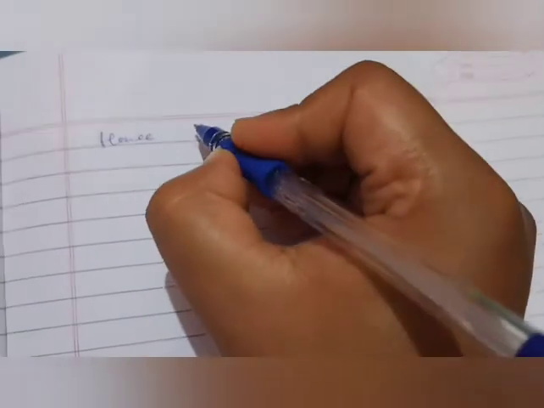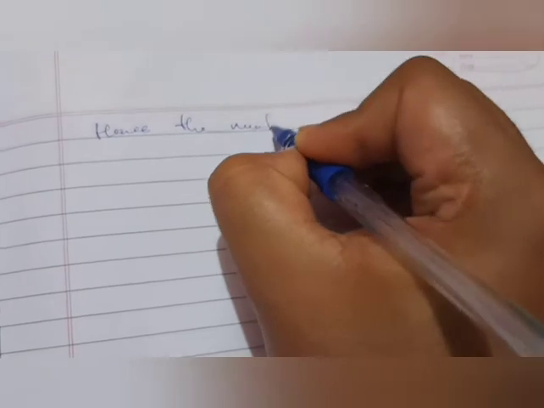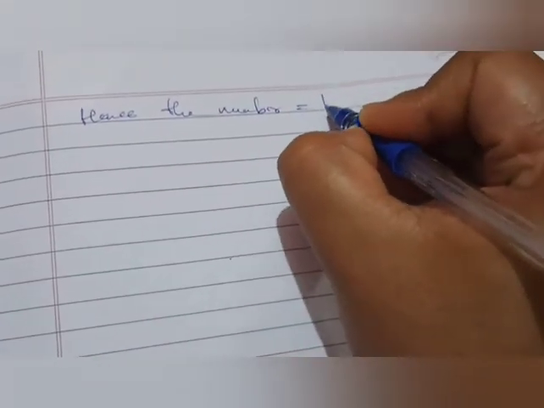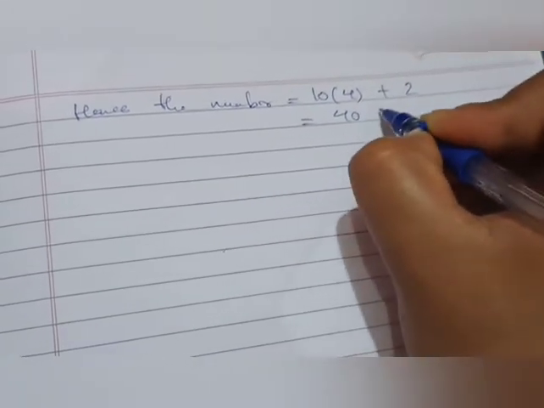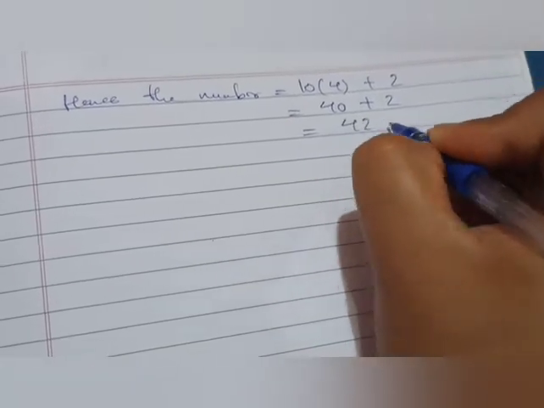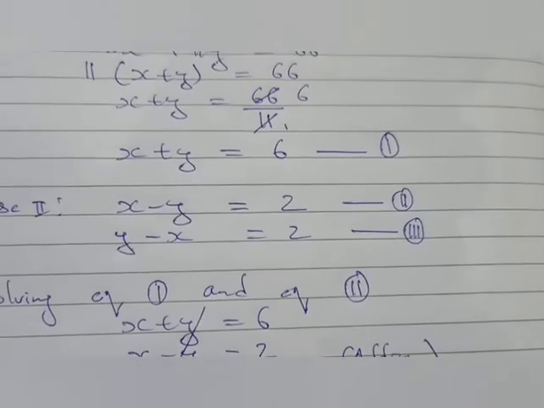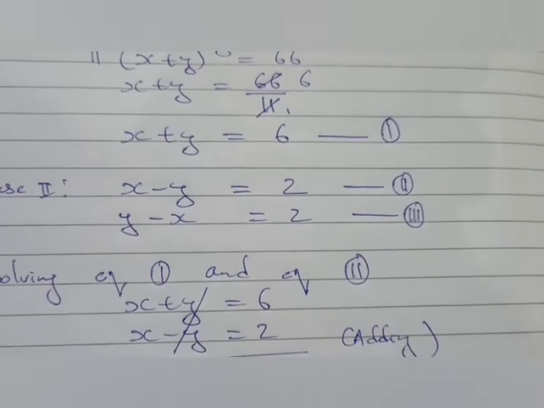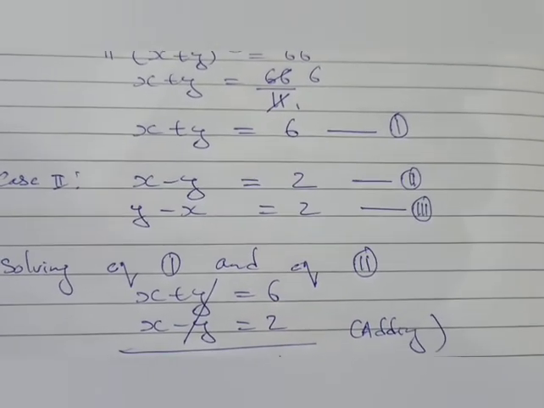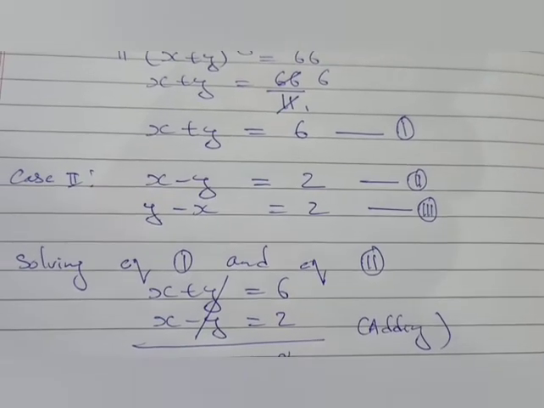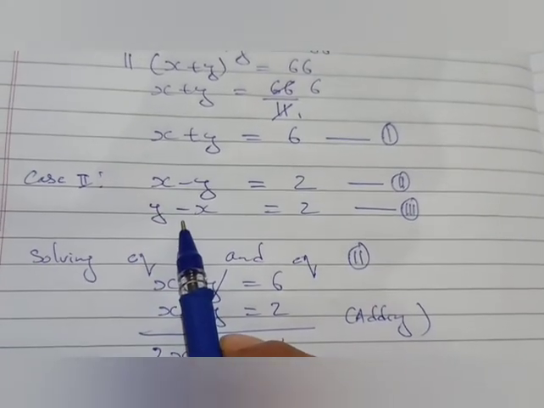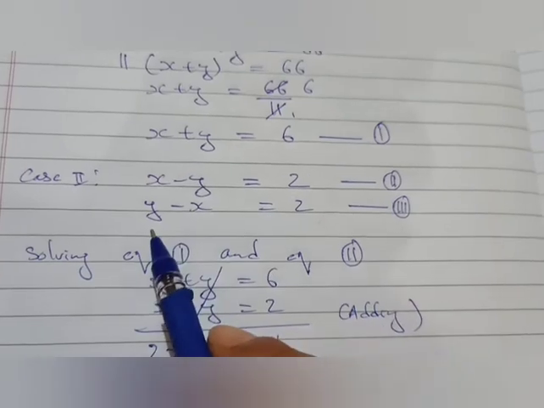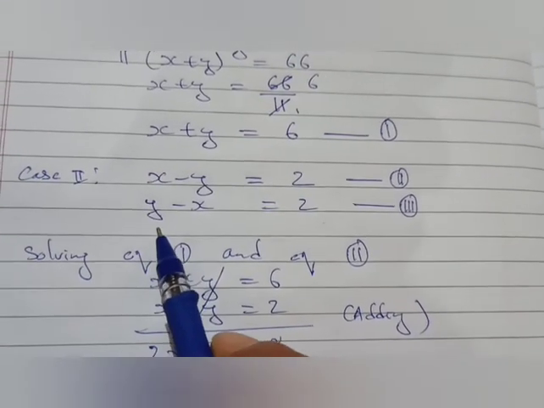So our number will be 10 into, in place of x, 4, plus y, 2. 10 fours are 40 plus 2, 42. But in case 2, we had two different cases, as we were undecided whether x was the greater number or y was the greater number. So from that particular case, we had got one more equation which said y minus x equals 2, wherein we are assuming y to be the greater number. So this also needs to be considered.